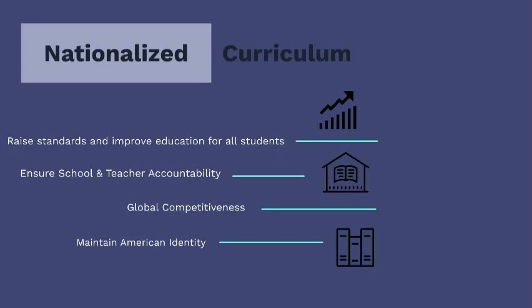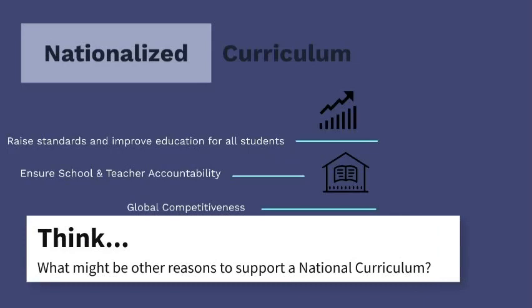And lastly, an argument for the national curriculum is that by making sure that all students learn a particular view and particular values within the curriculum, that we help maintain an American identity. This idea that we all share particular values and understanding of our history. That without such a curriculum, American identity might be fractured or disappear altogether. Can you think of some additional reasons for why someone might think a national curriculum is good?